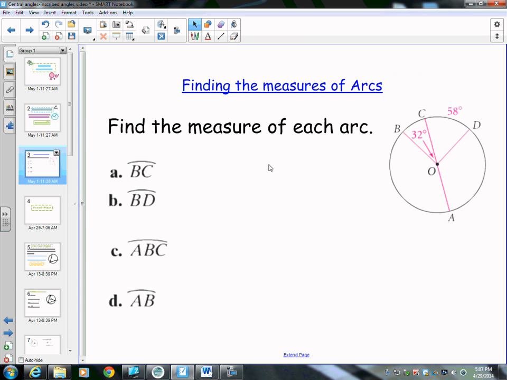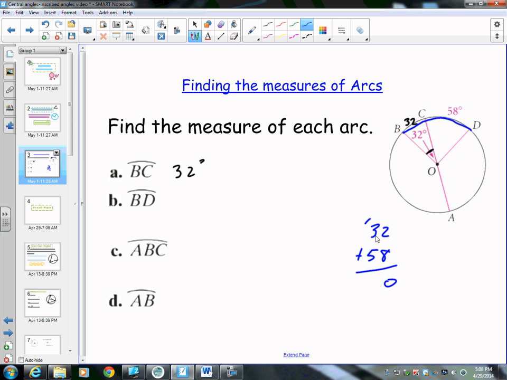Let's see what an example looks like. Okay, so we want to find the measure of each arc. First of all, arc BC is right here, and it's giving us that this central angle is 32 degrees. That means that the arc is 32 degrees. Arc BD, all the way around, I'll go ahead and draw it, from B all the way around to D. It's going to be BC plus CD. So these two arcs together, we're going to say 32 plus 58. We end up getting 90 degrees.